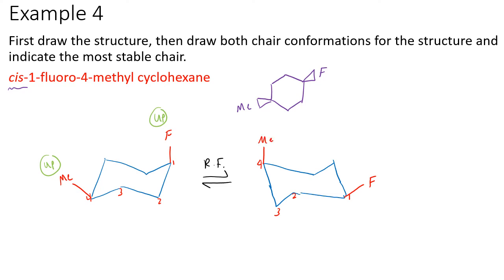And so they're still both on the same face, so it's still cis what we drew. In all orientations of the ring, we drew it cis. In the one on the left, we have our larger methyl group in the equatorial position. Therefore, this cyclohexane ring will be our most stable because we have less 1,3 diaxial interactions with our bulkier group.